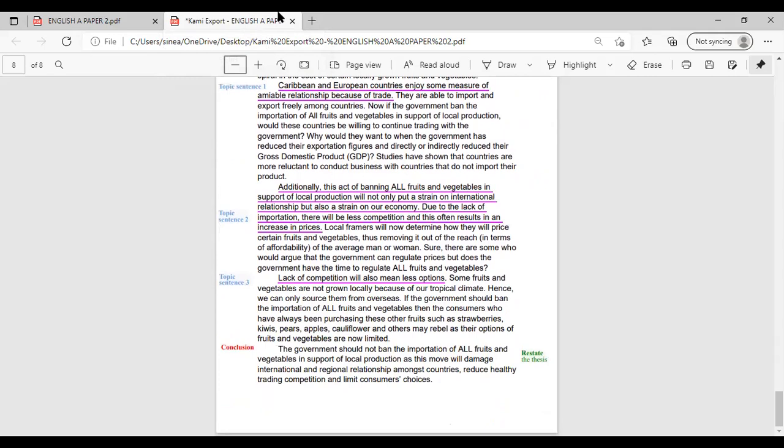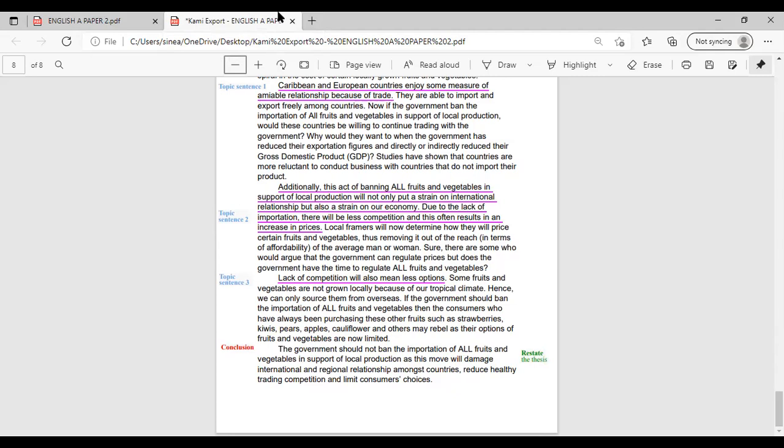In topic sentence two, we saw a lot of rhetorical questions being used there. Remember, there are particular devices that are necessary in order for us to capture and appeal to the reader. One of those would be rhetorical questions, right? Then we go on to look at topic sentence three. Lack of competition will also mean less options, and we saw them putting stuff like kiwis and pears and things that are not produced locally. They're given an example of that.